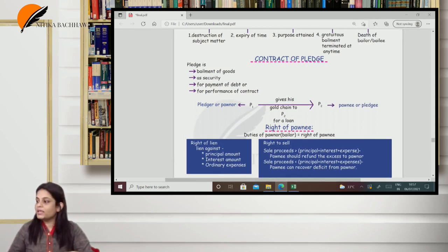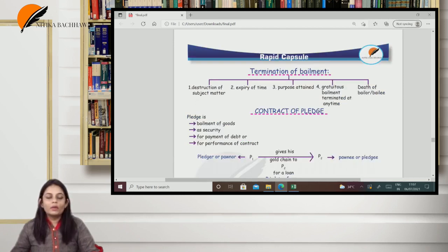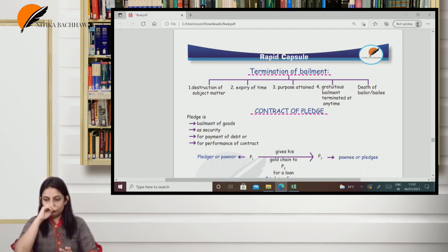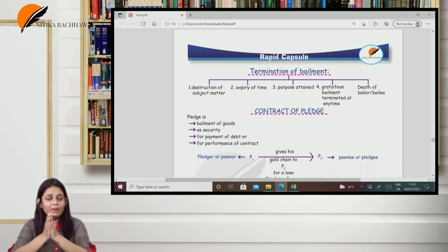Contract of pledge. Now, the next special type of contract, pledge. If you remember, when I was talking about guarantee, I had talked about pledge. When I give a human as a security for the payment of a loan or performance of the contract, I call it a guarantee. But when I give things as a security, either for the payment of a loan or for the performance of the contract, we call it a pledge.